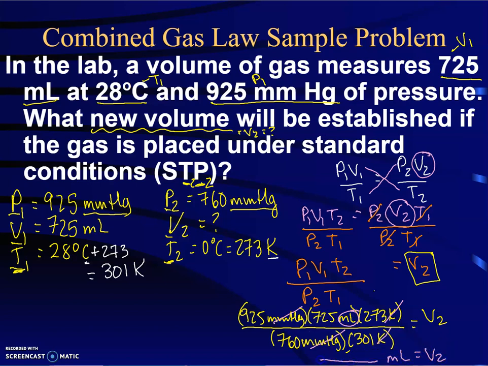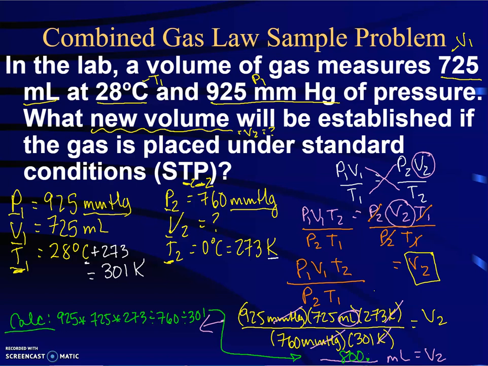So how do I plug this into the calculator? Just like we did all of our dimensional analysis. Every number on top, you multiply. If it's in the denominator, you divide. So in my calculator, I would put 925 times 725 times 273 divided by 760 divided by 301. And your answer should be 800 milliliters.